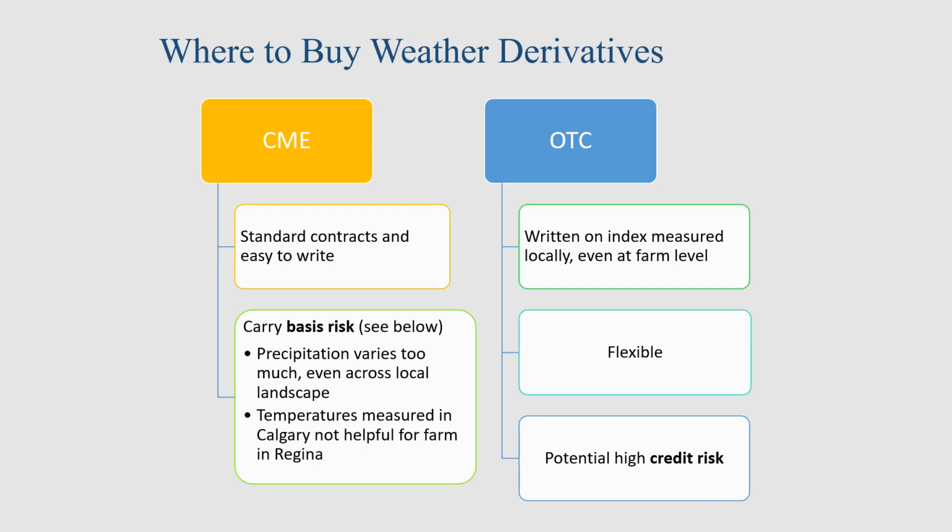Or one can write an over-the-counter product that's written on an index measured locally, even at the farm level. They could set up an instrument right on the farm. These are flexible, but they carry a potential high credit risk where either the holder of the contract or the farmer is unable to meet the obligations of the contract.